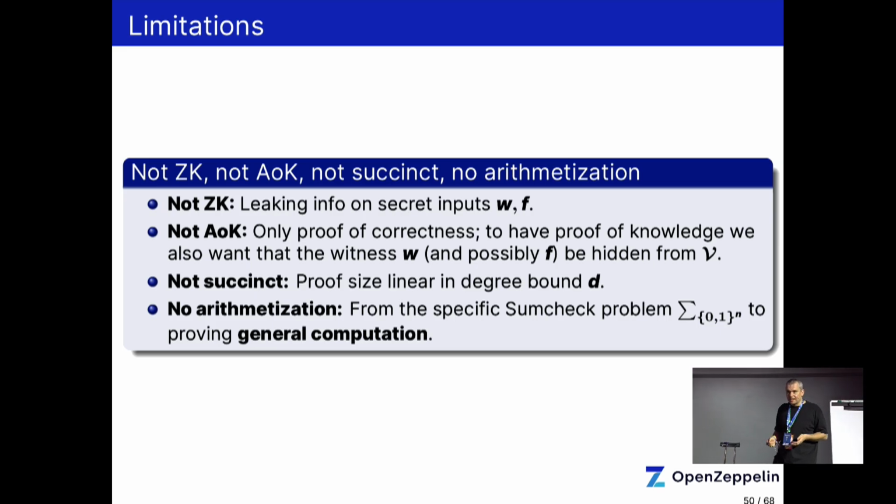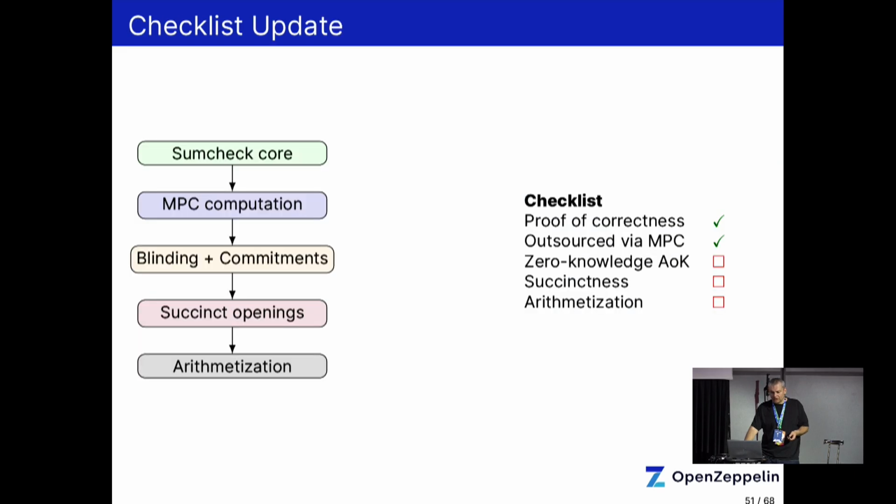So what we showed so far hopefully gave you a better idea of how MPC works in detail, but leaves a lot of empty areas. For example, we don't have ZK at the moment, for the reasons that I just mentioned. It's not even an argument of knowledge, it's just proof of correctness. We don't have an arithmetization, so you may wonder how this super contrived problem of computing Boolean sums relates to arbitrary computation. That's solvable, but we didn't describe it. So that's where all of the other blocks come into play to address those limitations.